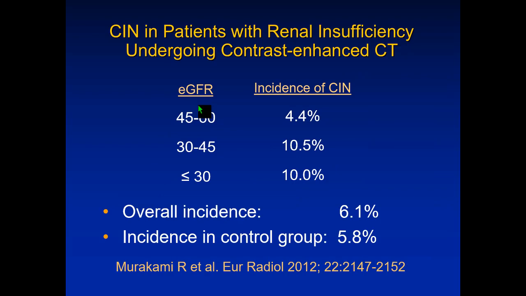Now, in this study, again, we see that the incidence of CIN is about 5% in this group of patients who have stage 3 chronic kidney disease, but it increases as GFR goes down. So in patients who have estimated GFR less than 45, there's about a 10% incidence of CIN.